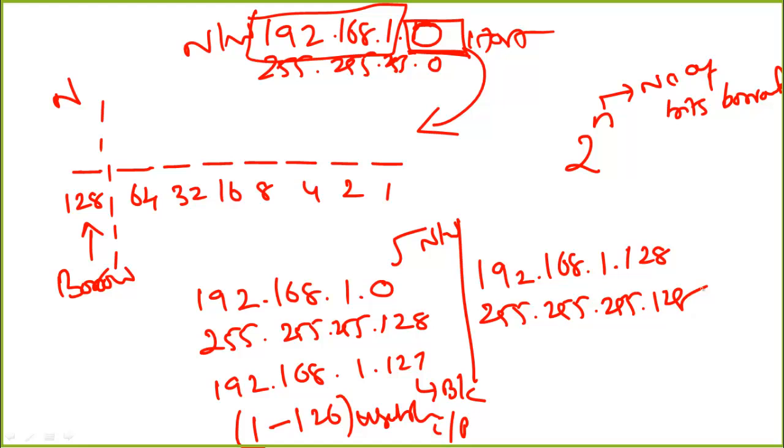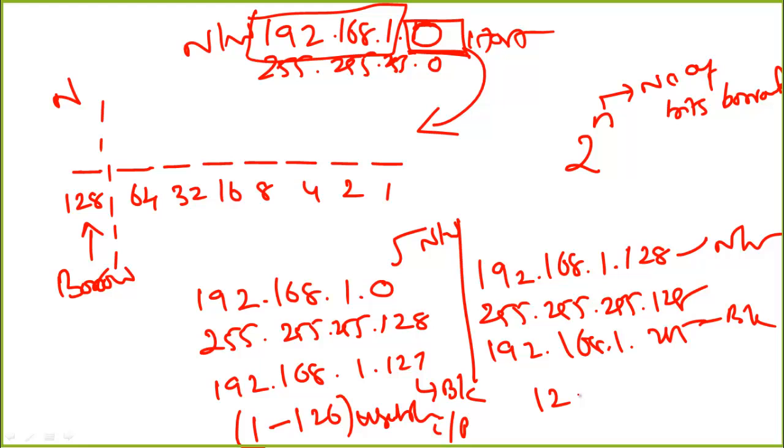Now here, if you look at this, the last address would be 192.168.1.255. So 128 is the network address, 255 is the broadcast address. Eliminating those two, 129 to 254 will be the usable IP addresses.